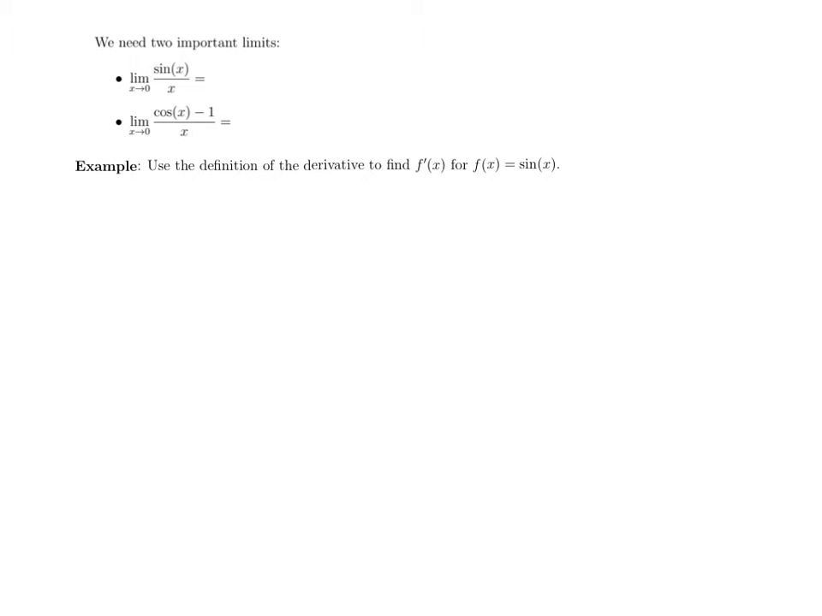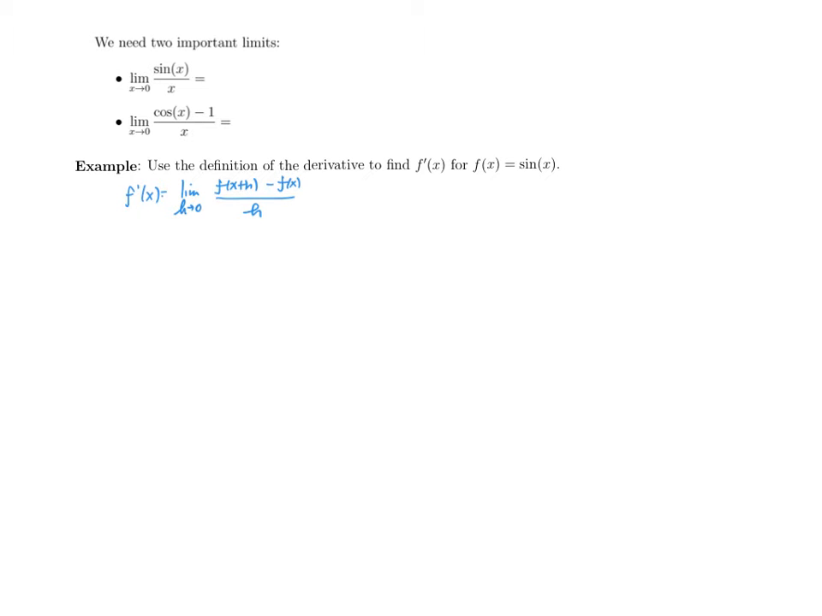Now, in order to proceed, we noted in our previous video that we need a differentiation formula for sine and cosine. And the only way we can come up with such a formula is to go back to the definition of the derivative. And when we write out the definition of the derivative, we have that f prime of x is equal to the limit as h approaches 0 of the difference quotient, f of x plus h minus f of x all over h.